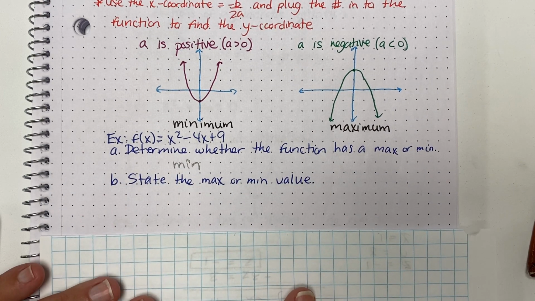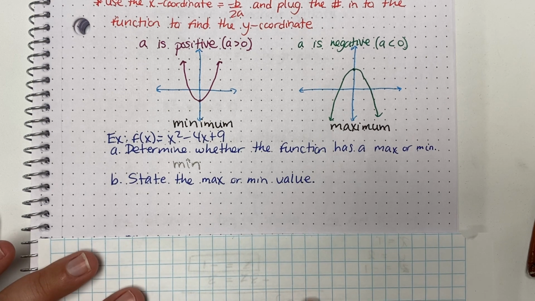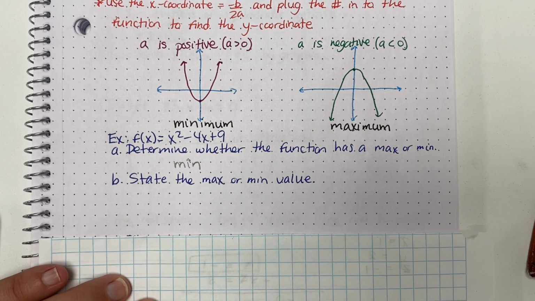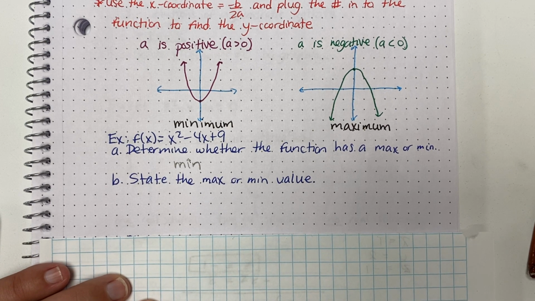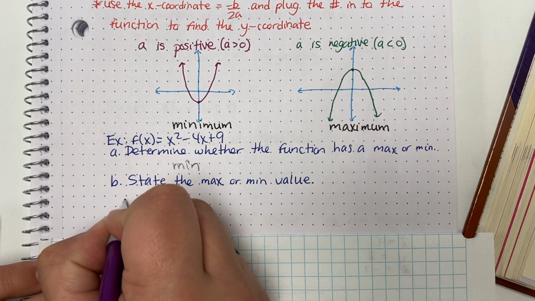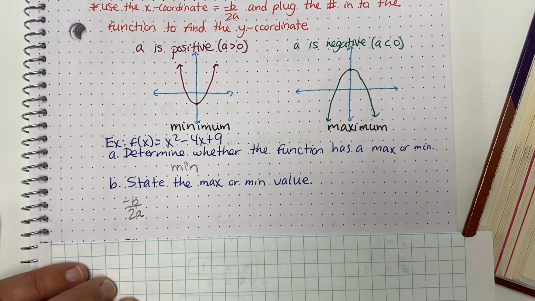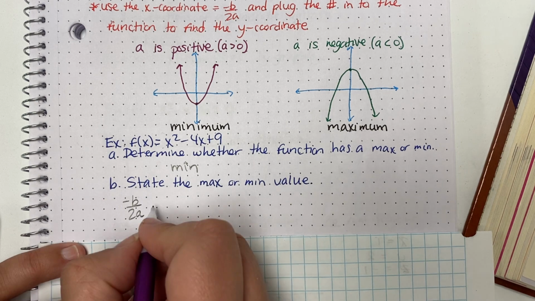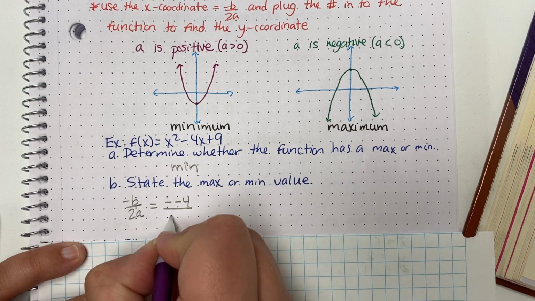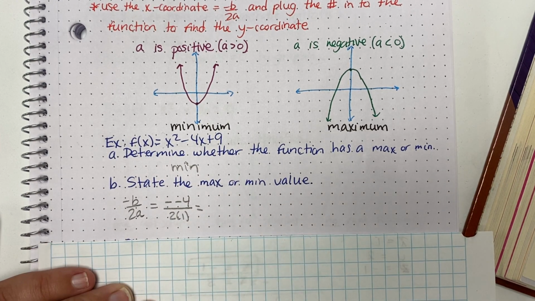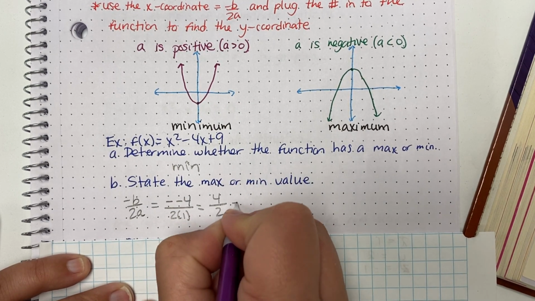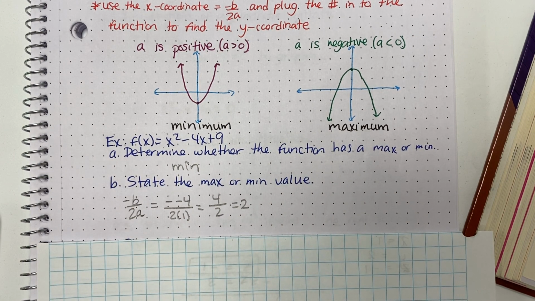State the max or min value. So what that amount is at that spot. So what I'm going to need to find out is my -b over 2a to figure out what's going on there. So my -b, well, I have a -4 over 2 times 1. A -4 becomes a 4. 2 times 1 is a 2. So I have a 2 there.